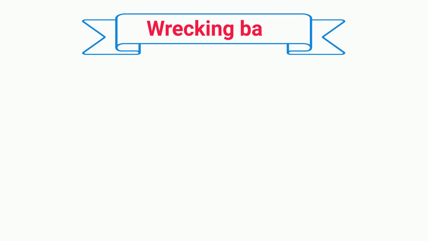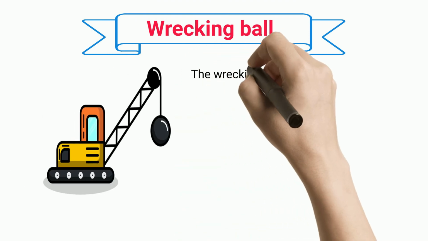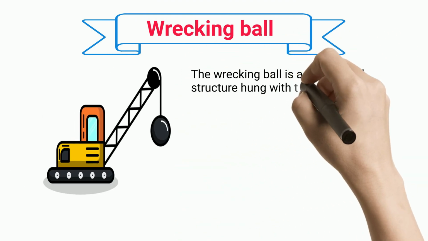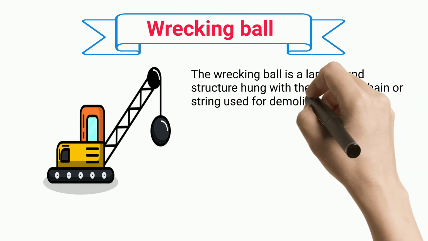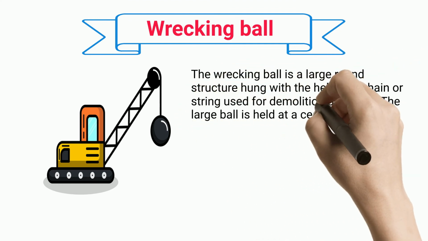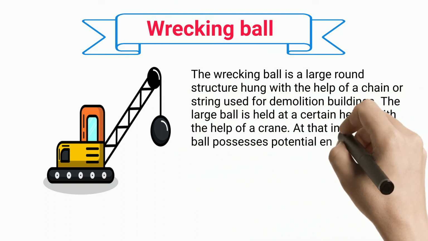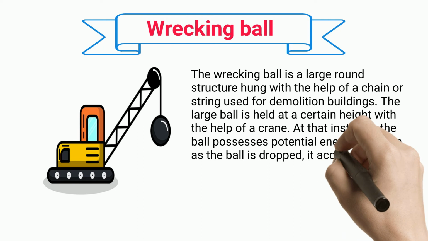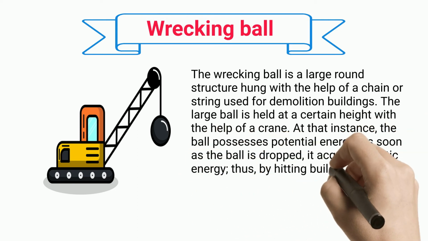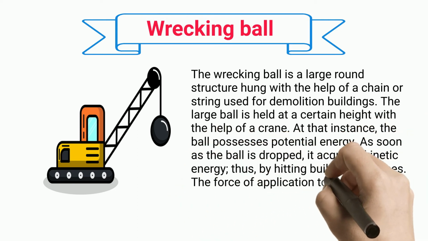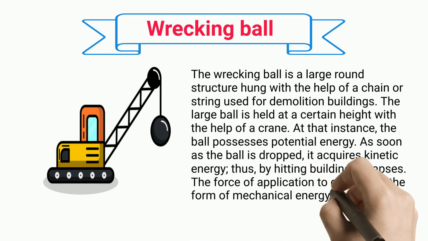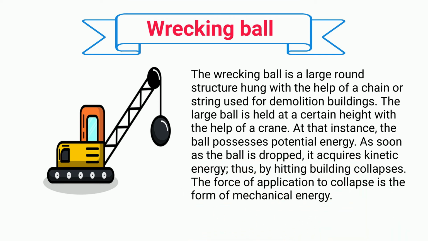Wrecking ball. The wrecking ball is a large round structure hung with the help of a chain or string used for demolition of buildings. The large ball is held at a certain height with the help of a crane. At that instance, the ball possesses potential energy. As soon as the ball is dropped, it acquires kinetic energy, thus by hitting, the building collapses. The force of application to collapse is the form of mechanical energy.